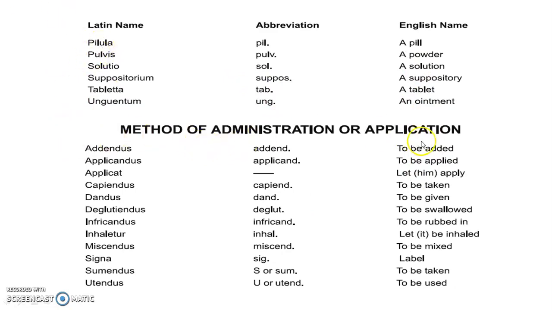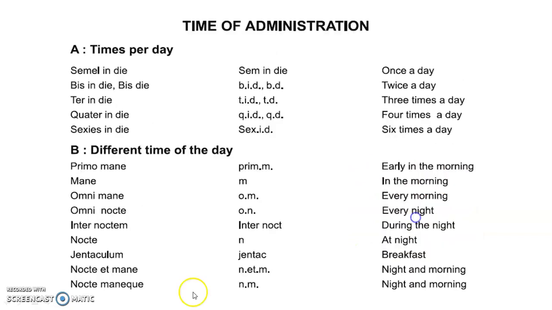Next, the method of administration or application. For example, addendus, add, to be added. Then applicandus, applic, to be applied. Like this, directions for the patients while taking or administering that particular dosage form are also given in some Latin forms, with their abbreviation and the English translation. Time of administration: semel in die, once a day; bis in die, BID or bid, twice a day.